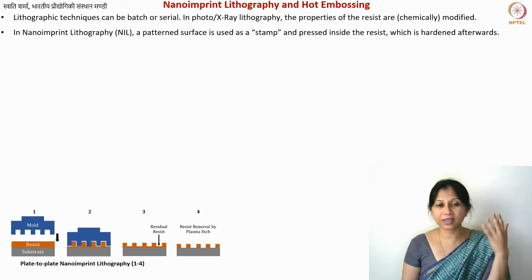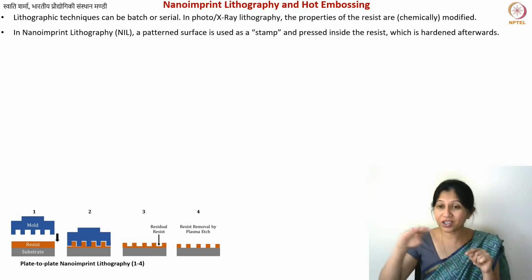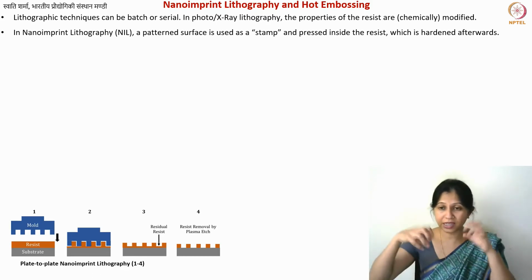However, what happens is, as you see in the third image here, you will also have some residual resist in the bottom. And what you need to do is get rid of that resist. So what you will do is an etching technique. There is something called plasma etching. I've not discussed that very much in detail. What you have is a very high energy plasma which etches away your material.